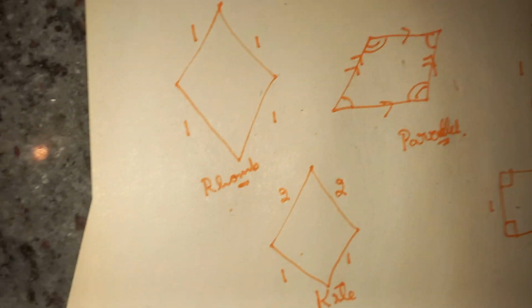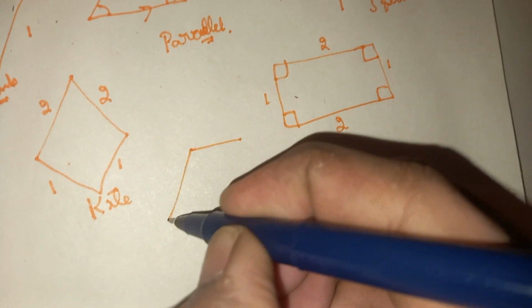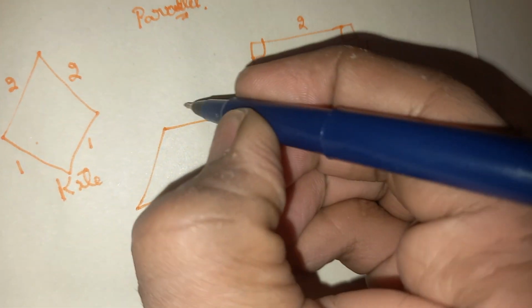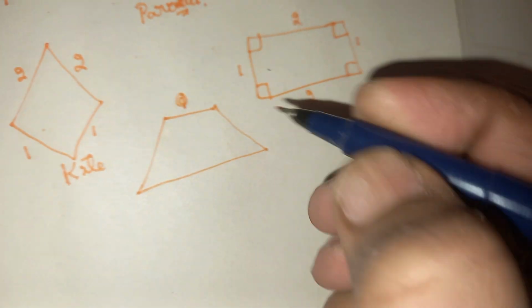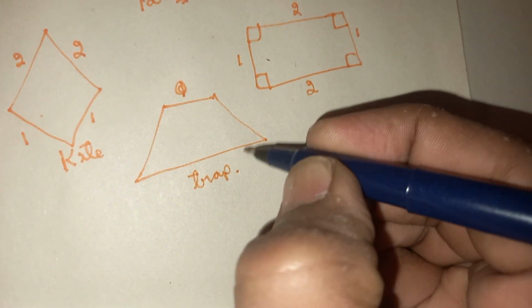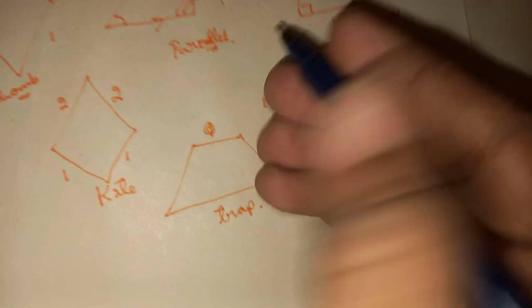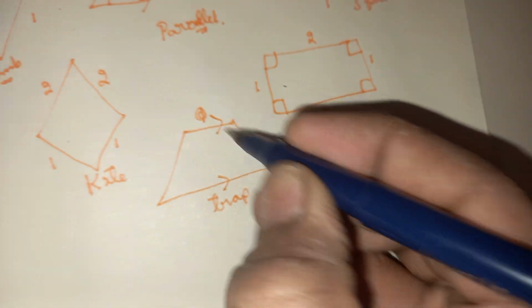Now another shape is known as a trapezium. In a trapezium, two opposite sides are parallel but they need not be equal. The other two sides are also not needed to be equal. Just this side is parallel to this side. Only one pair of sides is parallel.